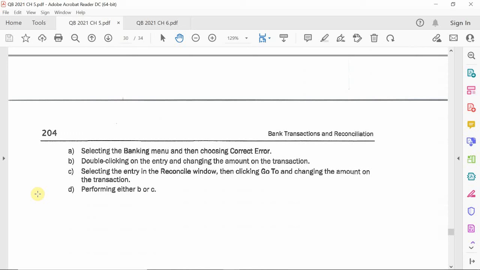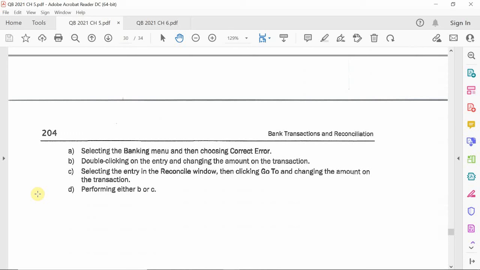D. D is correct. You can perform either B or C. So let's take a look at what B says. You could double click on the entry and change the amount on the transaction. Yes, right? We talked about editing transactions at any given time. If it's incorrectly marked or it's a typo error, you flipped the numbers around, you can go ahead and click on the transaction and fix it.